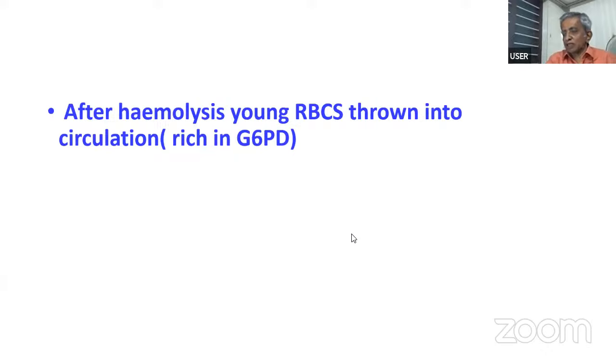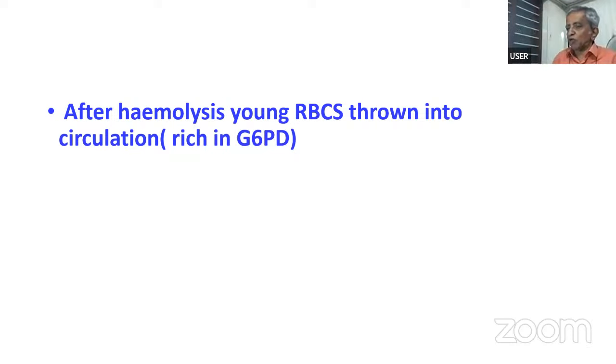After hemolysis, that's the important point. After hemolysis, young RBCs are thrown into circulation. They are rich in G6PD. Therefore, after hemolysis, if you ask for a G6PD level, it will be normal or even supernormal. The younger ones have a large amount of G6PD. As time passes, it comes down.